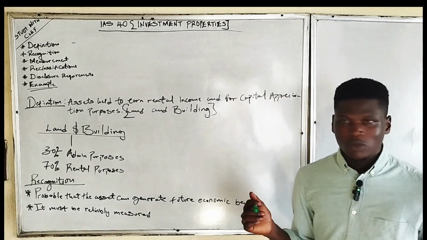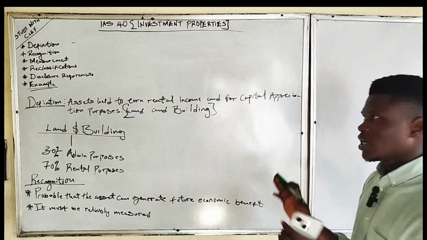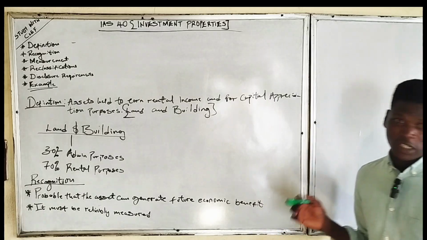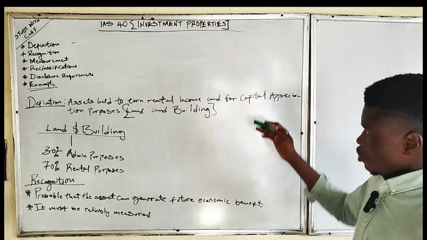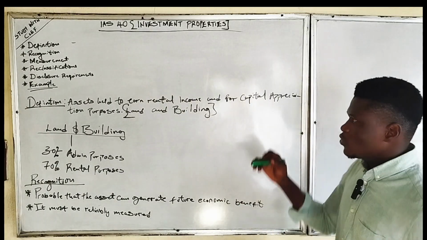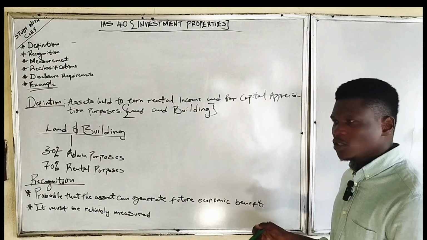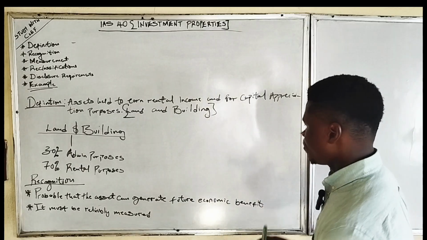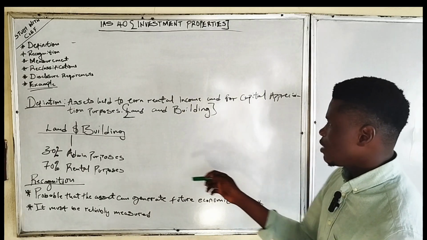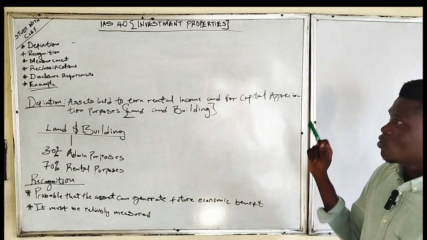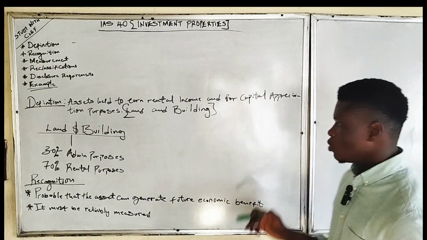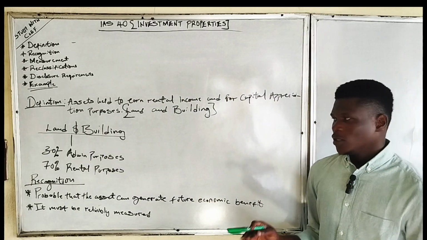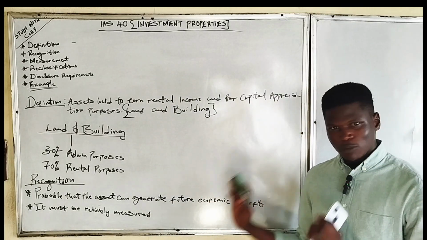Remember in the previous classes, we talked about IAS 1 where we differentiate assets, liabilities, income, revenue, expenses and equities. So you understand the conditions for recognizing assets and liabilities. Just in case you missed those videos, you can refer back to them. So here we already have the recognition criteria for investment property. Unless an asset can generate future economic benefits, it should not be classified as investment property.